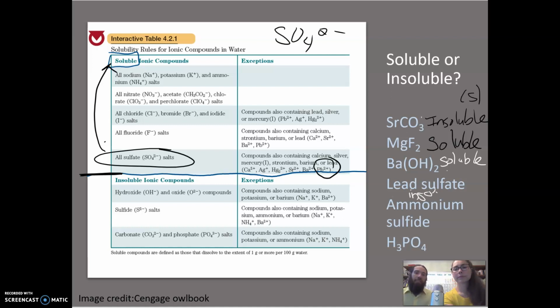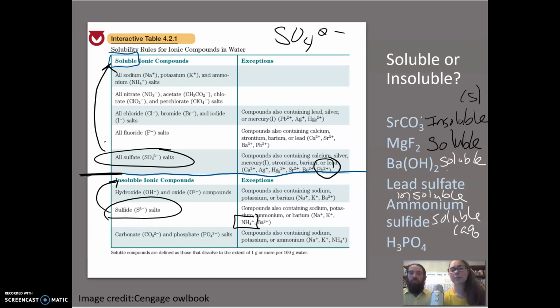Ammonium sulfide, be careful here. Sulfide, that's our sulfur ion, right? Sulfide ends with IDE. So ammonium sulfide, I find my sulfide ion down near the bottom. That's an insoluble ionic compound, the sulfides. Well, let's look for the exceptions. And sure enough, ammonium, that's the NH4 plus, is present. That is an exception. So this is soluble. Usually sulfides are not soluble, but this is an exception. Soluble, we'd put a little AQ.